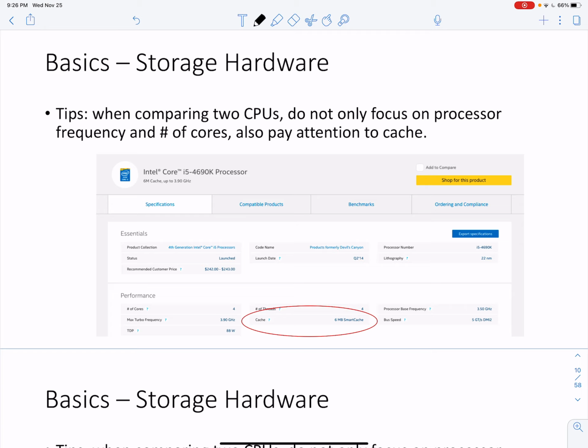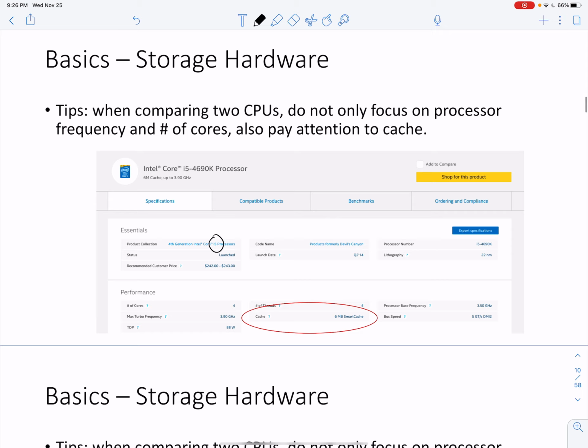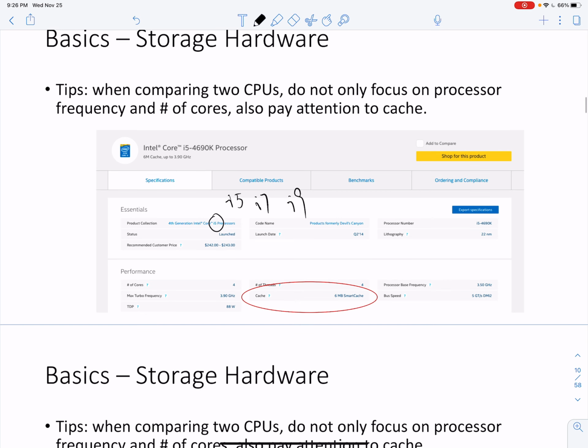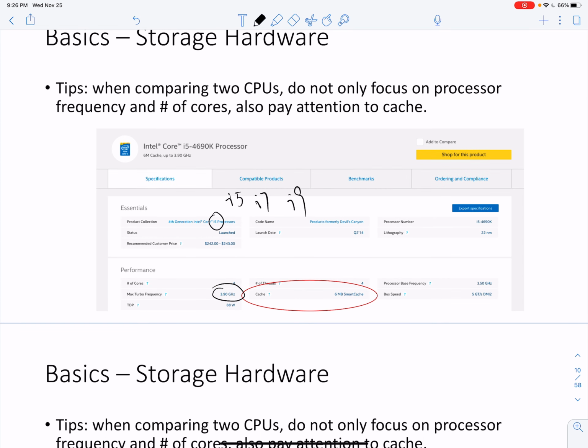When you are shopping for a new computer, one very important factor to consider is the CPU. I think most people are paying attention to the architecture of the CPU, like i5, i7, and i9. Yes, they matter. Definitely, they're very important. Most people also care about the frequency of the CPU, how fast the CPU is. We want this number to be as large as possible.